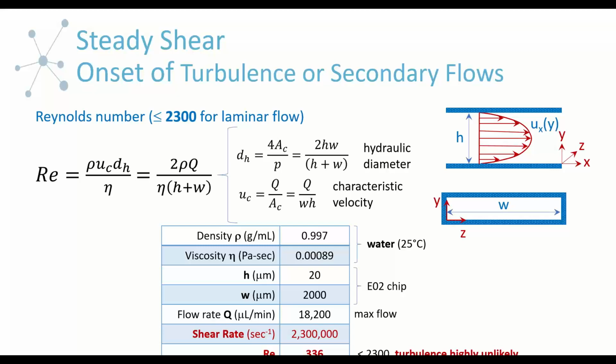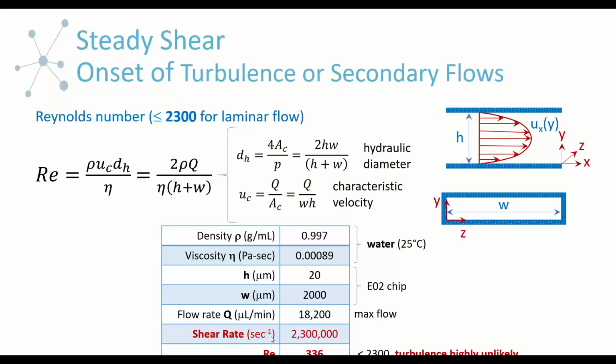Let's see what happens when we're flowing this through our microfluidics. We're just going to look at water, something near room temperature, a warm room temperature. So we know the density, we know the viscosity here, and we're looking at specific flow channel characteristics for our E02 flow channel. So 20 micron channel depth, 2000 micron channel width, and operating at the max flow that we could expect for the particular pressure sensors here.